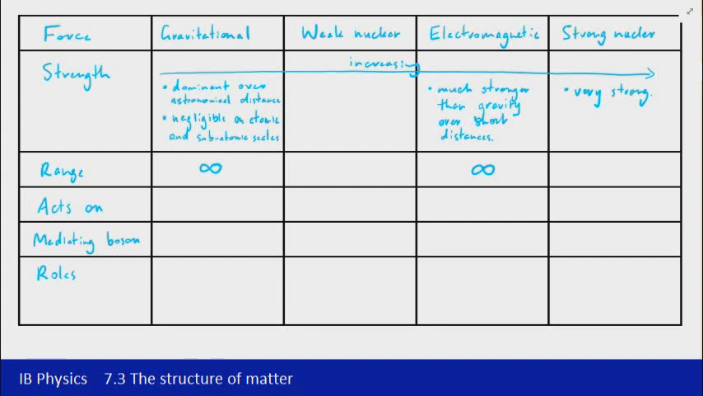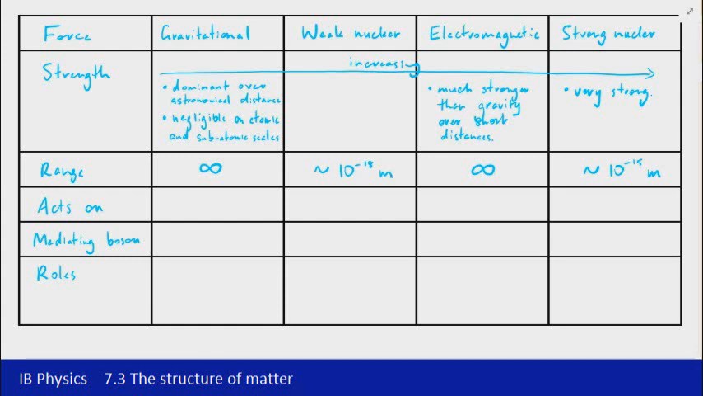As we go the other way, if we get smaller and smaller, the range of the strong nuclear force is in the vicinity of 10 to the negative 15 meters, whereas the weak nuclear force has a range of 10 to the negative 18 meters. So you can see there the weak nuclear force acting over a shorter distance.